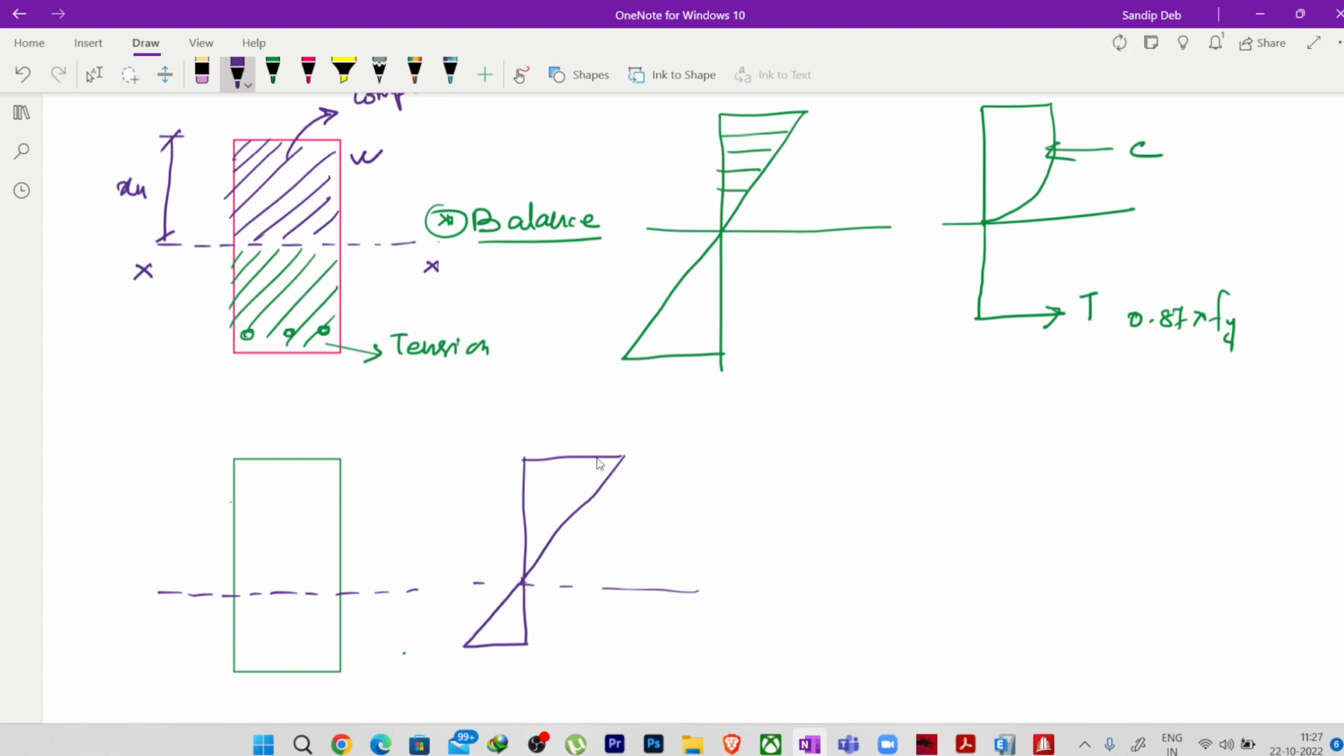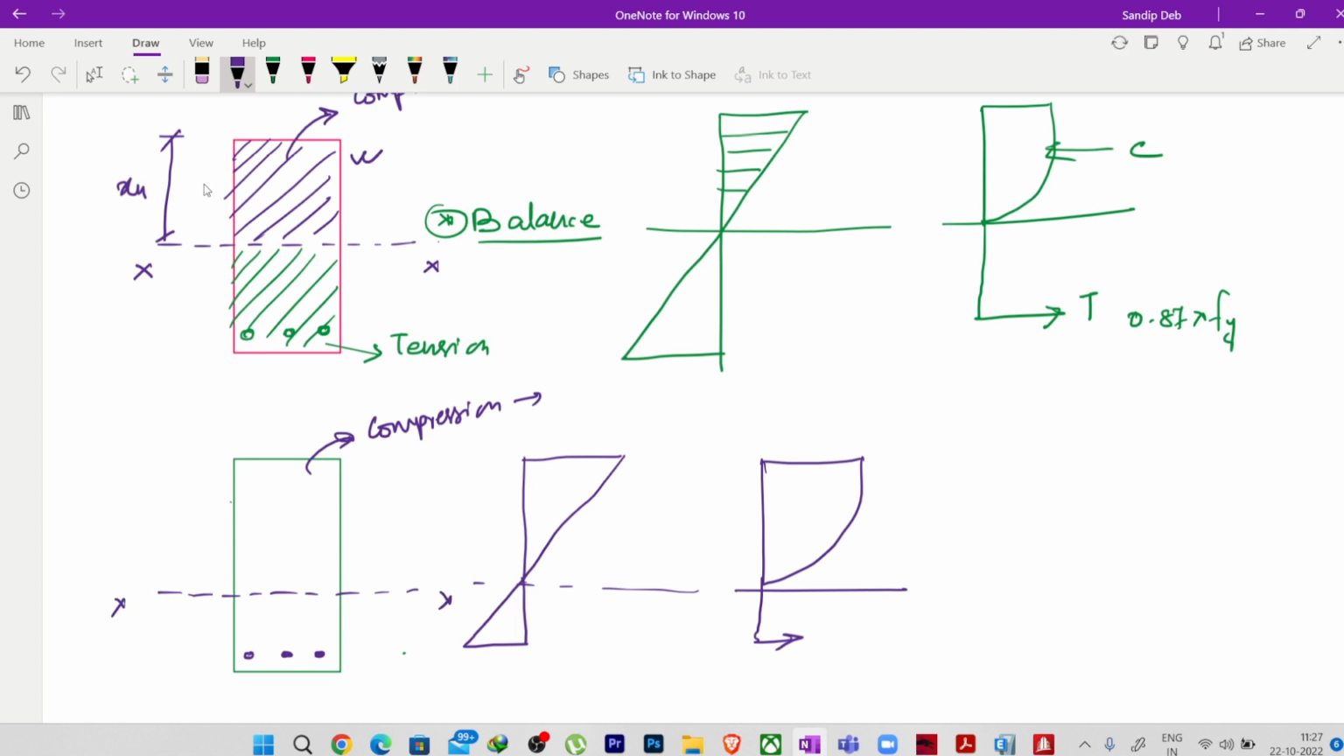The strain at the top is higher, so the compression zone is reaching its maximum value, but the tension or the reinforcement is not reaching its maximum limit of stress. Okay, so what will happen in that case?